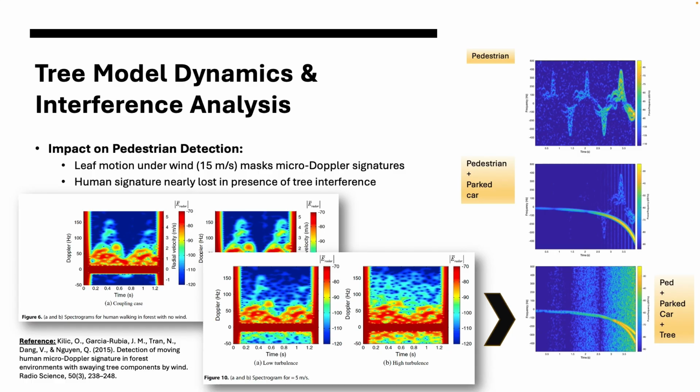There is a reference paper from Özlem Kılıç, and her research showed that tree motion under wind can heavily interfere with pedestrian detection, and our results support the same concept. As seen in the spectrograms on the right-hand side, the human signature is clearly visible in isolation, but becomes indistinguishable when combined with the other targets, which proves the challenge of detection in forestry environments.